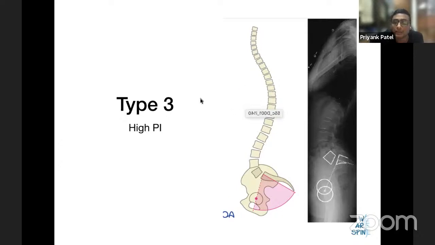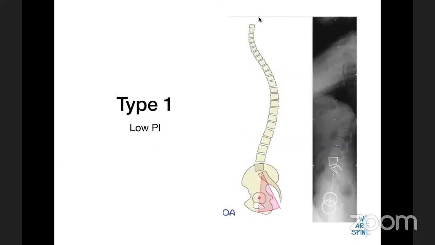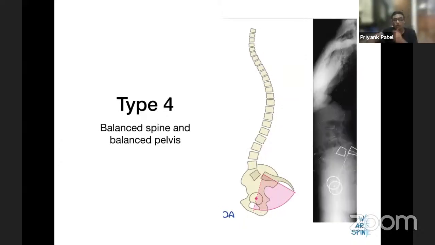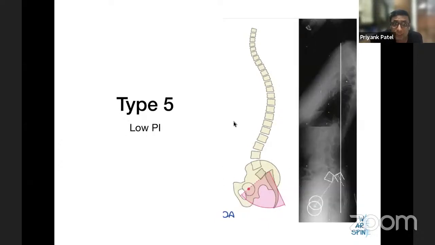In all three, if you notice, the global sagittal balance is maintained. Then you have all the high grade listhesis where the slip is more than 50%. So the first type is where you have a balanced spine and you have got a retroverted pelvis. The type five is a high grade listhesis.